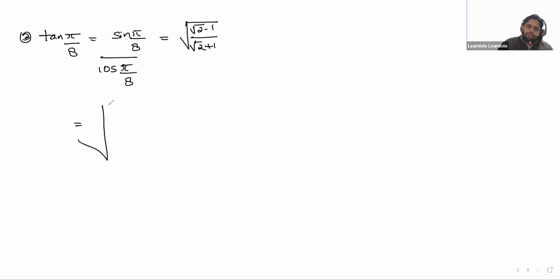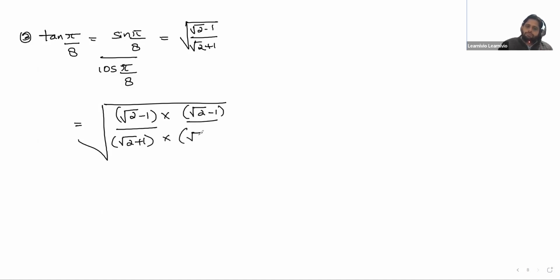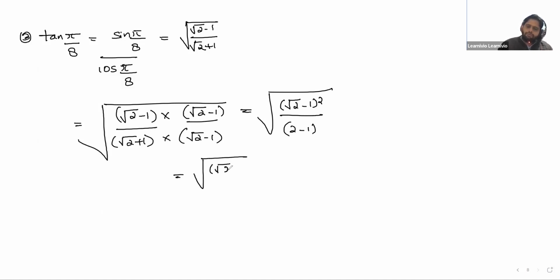So this will give you under root 2 minus 1 by root 2 plus 1, into root 2 minus 1 by root 2 minus 1. So this will give you under root of 2 minus 1 square. Here you will get 2 minus 1, so under root of 2 minus 1 square by 1, which will give you root 2 minus 1, and this is the answer.